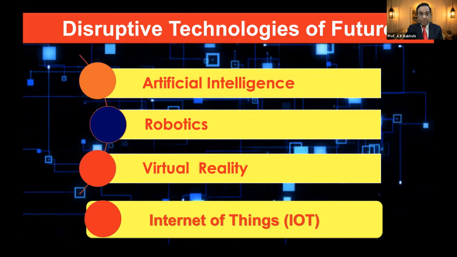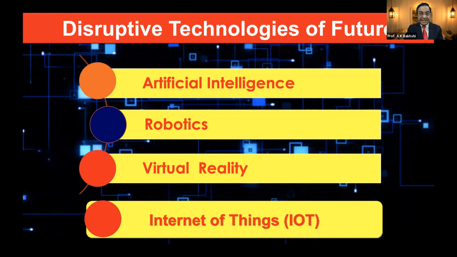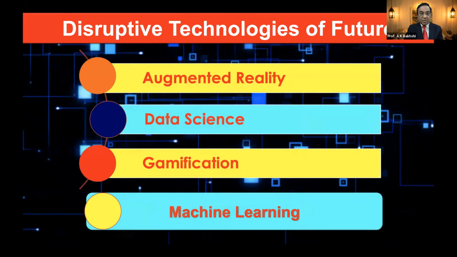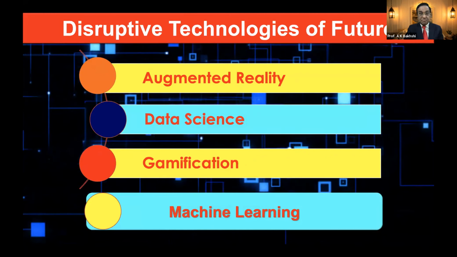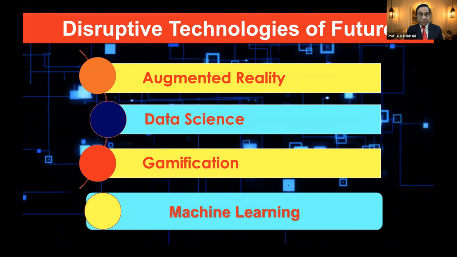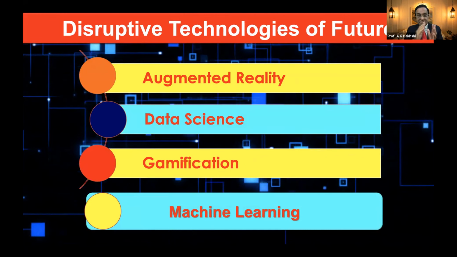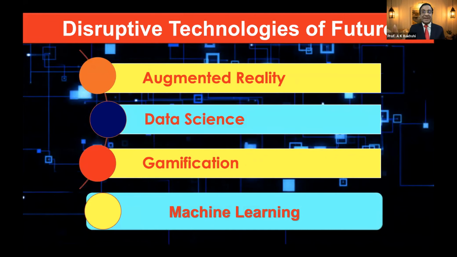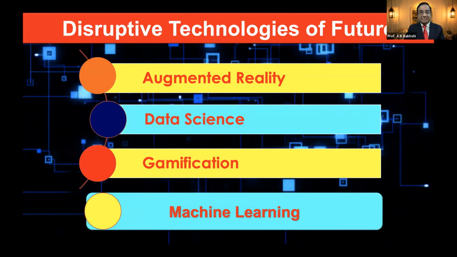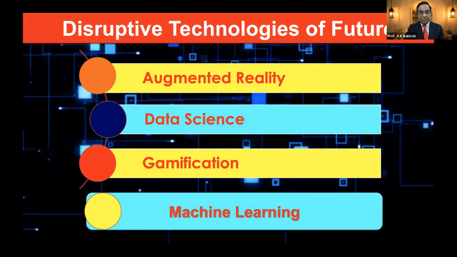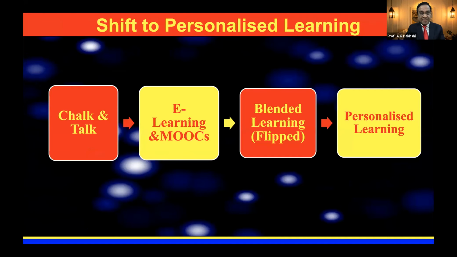Artificial intelligence, robotics, virtual reality, Internet of Things, augmented reality, data science, gamification, machine learning. So you can very well imagine in the next 5 to 10 years, even this current scenario will also change. That is a next higher level of digital transformation which is going to take place.